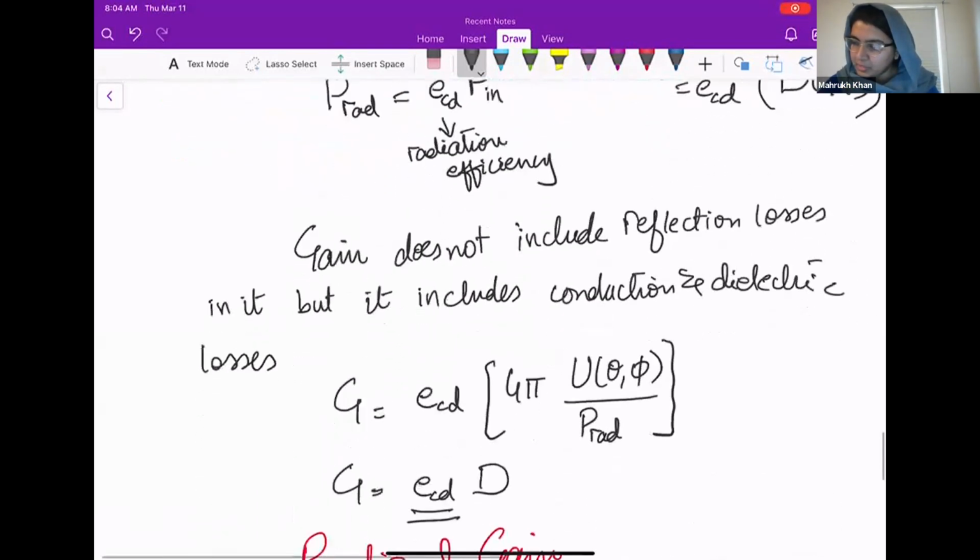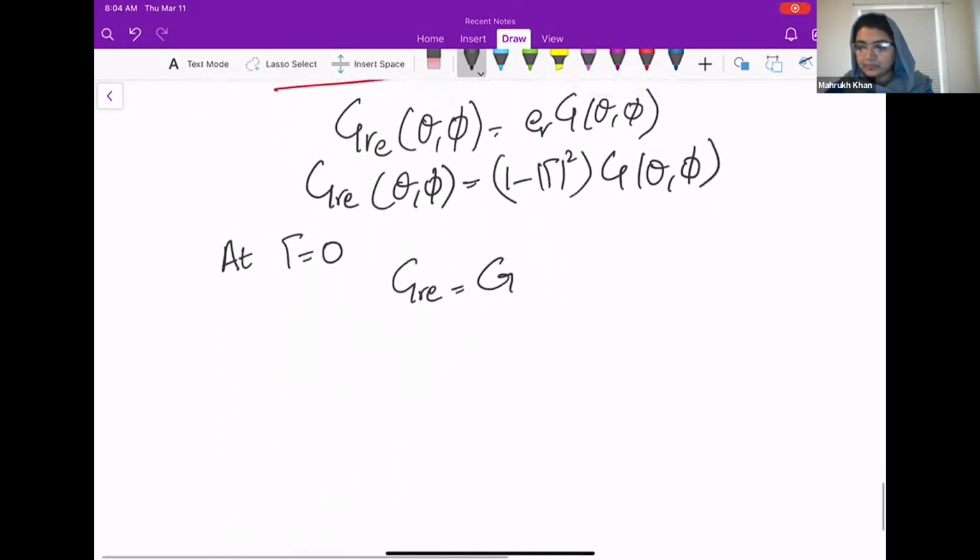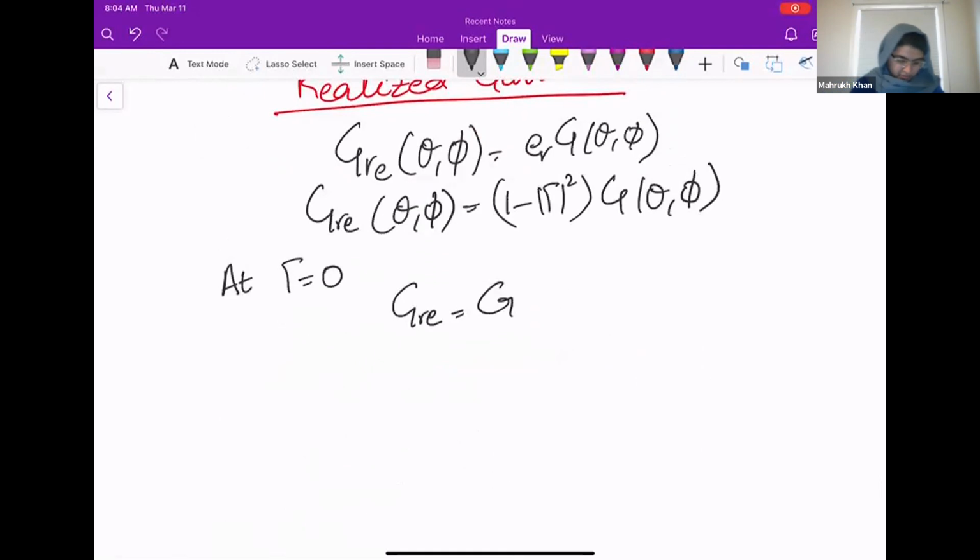Similarly, if I go down, we told that, okay, now we have the gain, but we did not address the reflection coefficient in it, or the losses due to reflection coefficient in it. So we said that realized gain has the losses due to reflection coefficient. Okay. So that's what we were talking about. And I will solve an example for you.